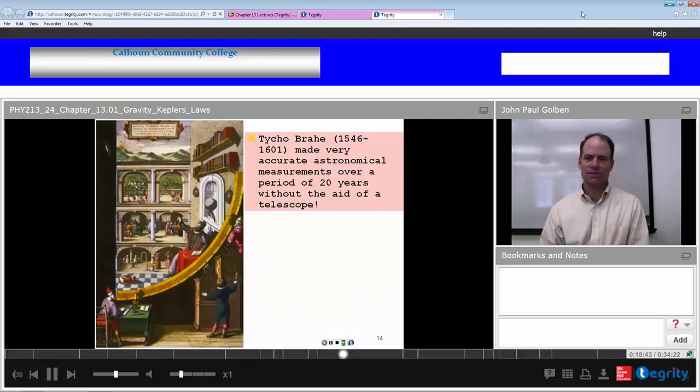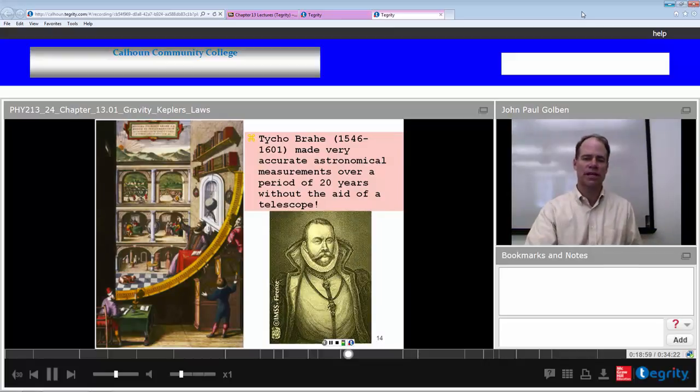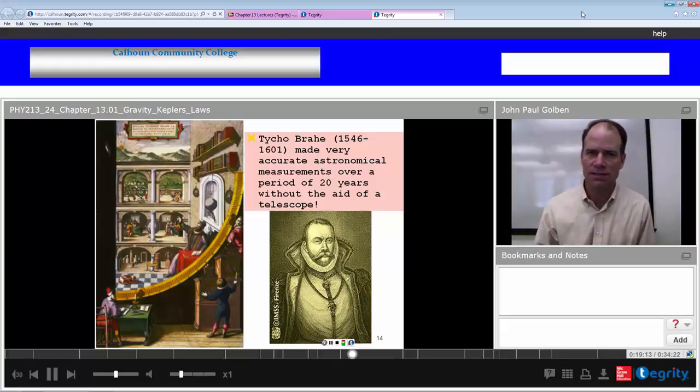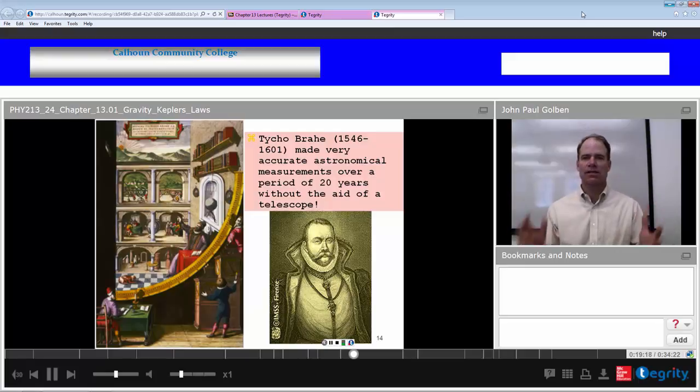A little bit after that, we had Tycho Brahe, 1546 to 1601, born 3 years after Copernicus died, the best astronomer of his day. He made very accurate astronomical measurements over a period of 20 years without the aid of a telescope. Here's a picture of Tycho Brahe. He used a very large sextant, and he could record very accurately the positions of the planets, and he did so for 20 years, and these were the most accurate data on the planets for the next 300 years.